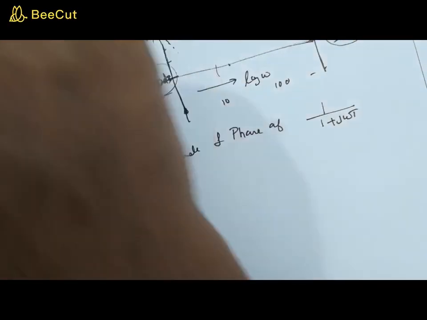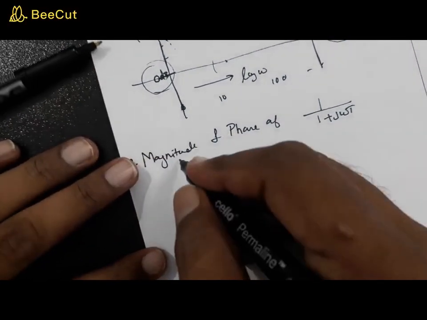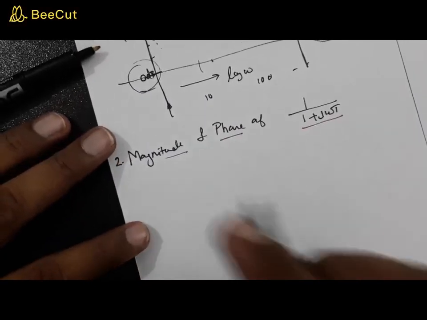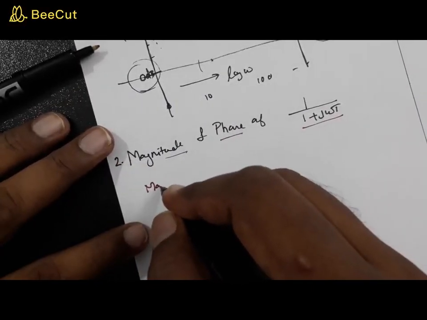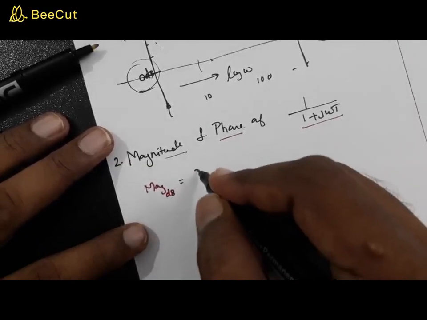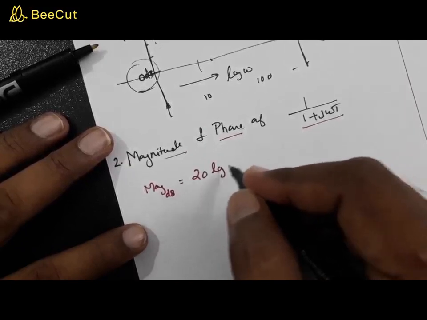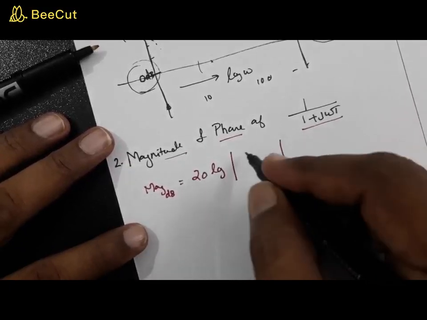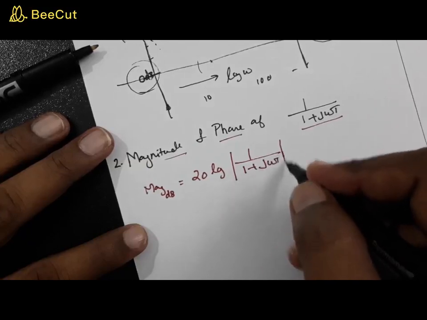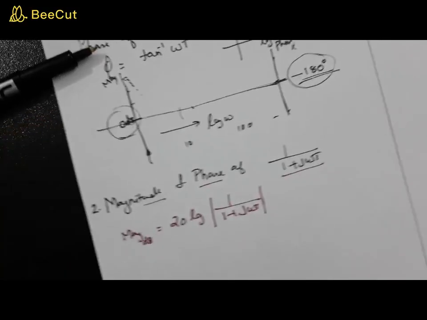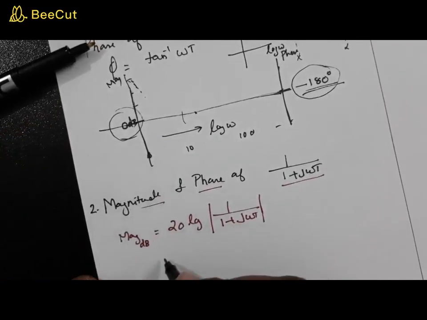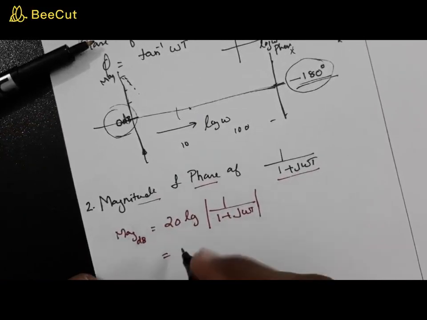Now the next is the magnitude and phase plot of 1 by 1 plus j omega t. Let us see the magnitude in decibel. When you represent this magnitude in decibel, it is 20 logarithm of the magnitude of 1 by 1 plus j omega t. This is quite similar to the previous one, so I'm not going to spend too much time on that.